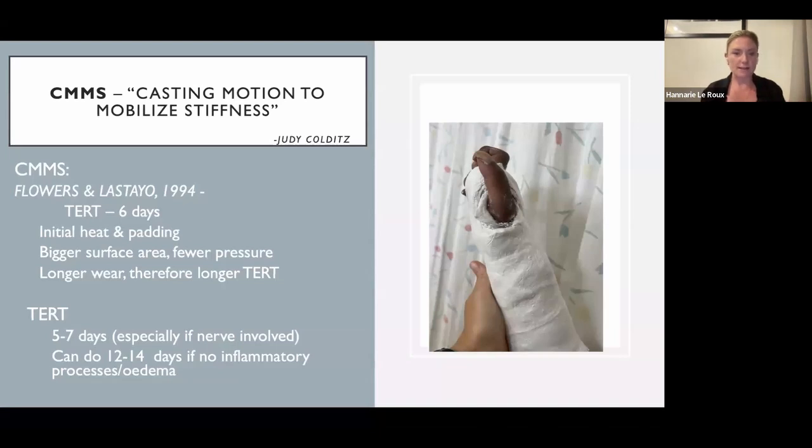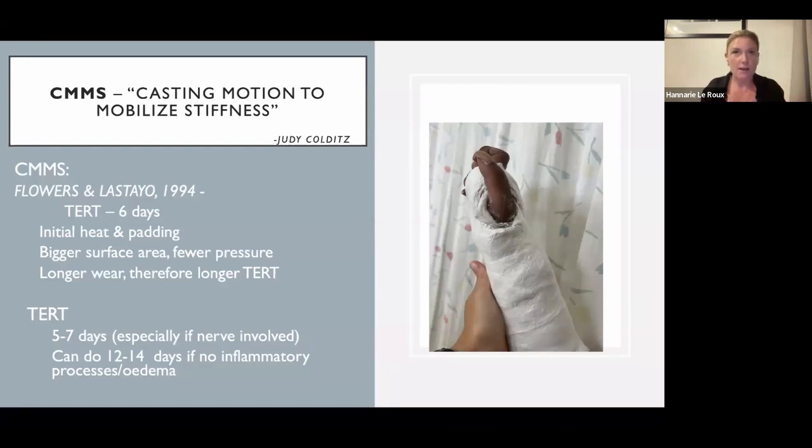Now, people are scared to use this, but there's really no risk. You can just put it on lightly and not too tight the first time, until you get a little more proficient. If the patient feels it's too tight, he just sticks his hand in a cold bucket of water and it will come off. So TERT is 5 to 7 days, especially when there's a nerve involved. I wouldn't go longer. If there's no nerve involved, you can do 2 weeks.